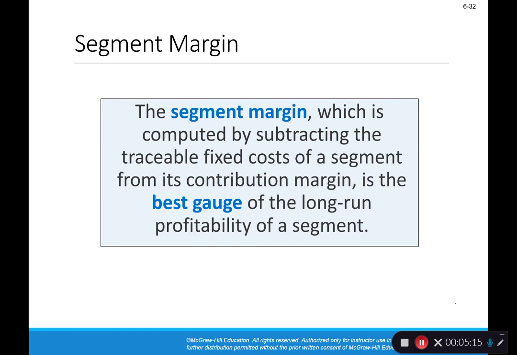So the segment margin is computed by subtracting those traceable fixed costs from the contribution margin. And the reason we care about it is it's really the best gauge of the long-run profitability of the segment. It's going to tell us whether this segment can be sustainable in the long term.